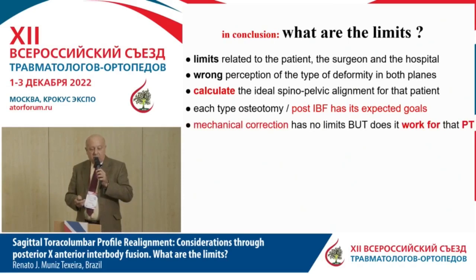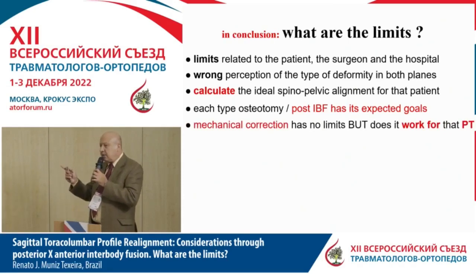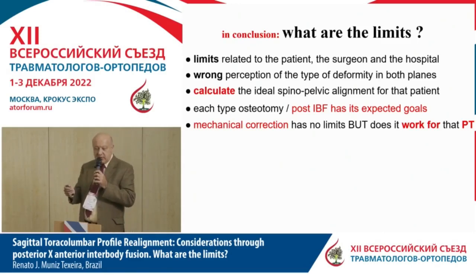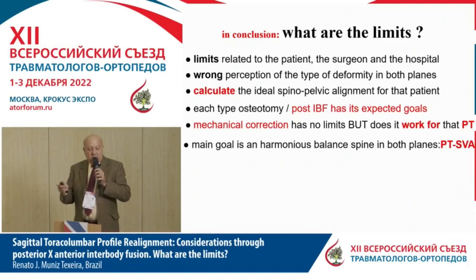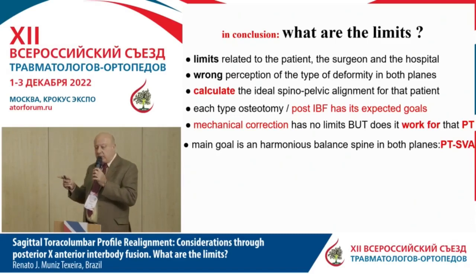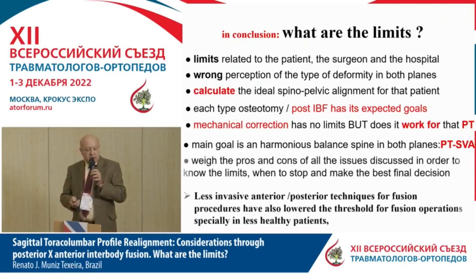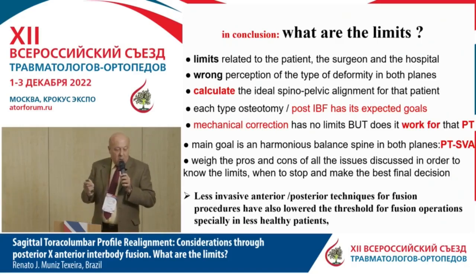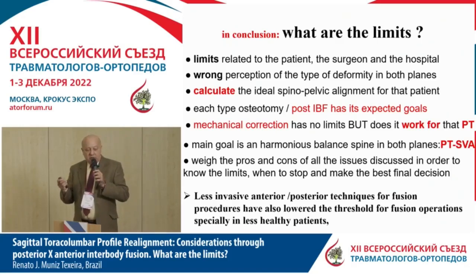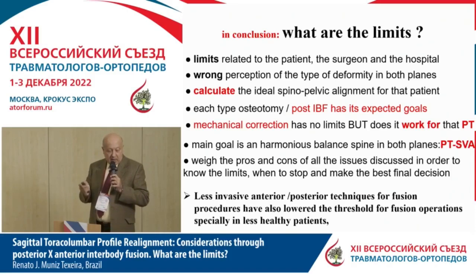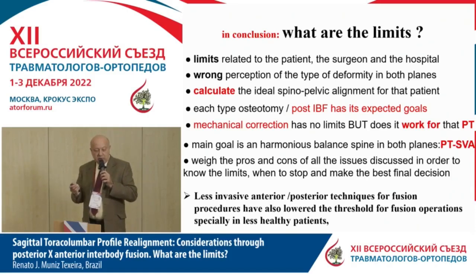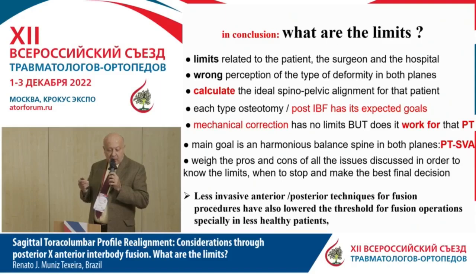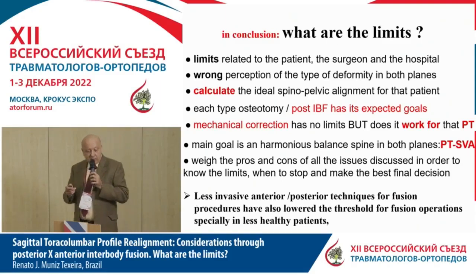Mechanical correction has no limits, but does it work for the PT? We always look for the PT restoration. And the main goal is a harmonious balance of the spine in both planes. We work on PT and SVA. This is the main goal for the sagittal restoration. Weigh the pros and cons of all issues discussed in order to know the limits, when to stop, and make the best final decision. Less invasive anterior-posterior techniques for fusion procedures have also lowered the threshold for fusion operations, especially in less healthy patients.